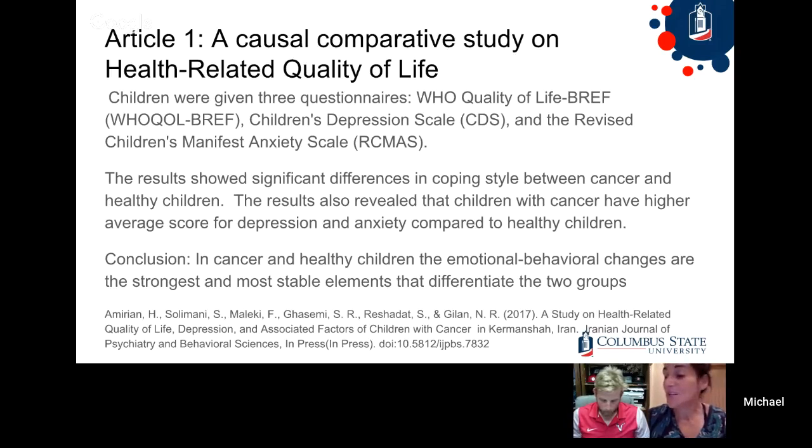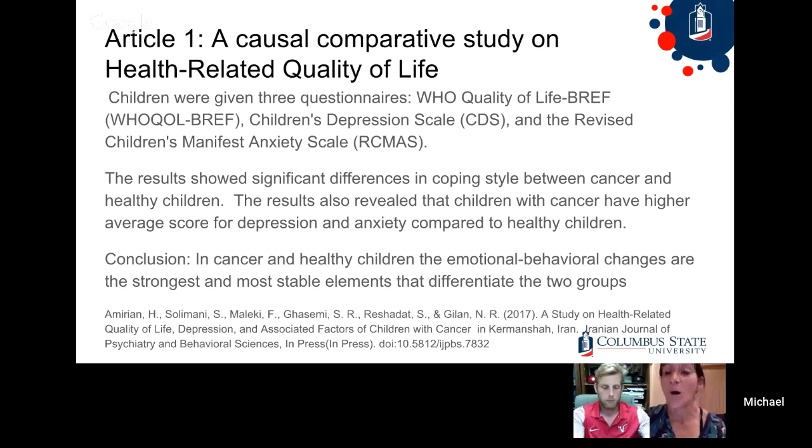This scale was developed in 1997 to assess children's anxiety and included 37 yes and no questions. The results of the test show that children with cancer have different coping skills than kids who are healthy. The results also showed that children with cancer had a higher mean score for depression and anxiety than those children who do not have cancer.